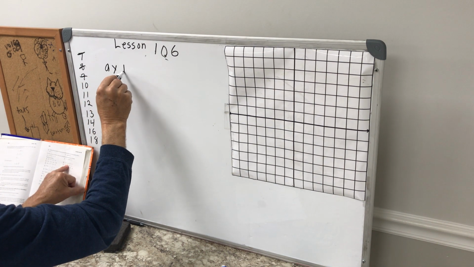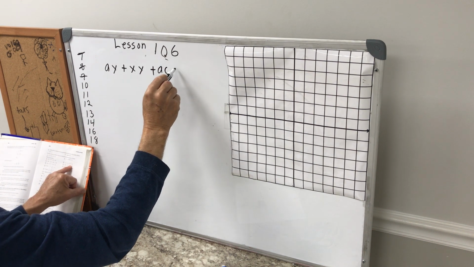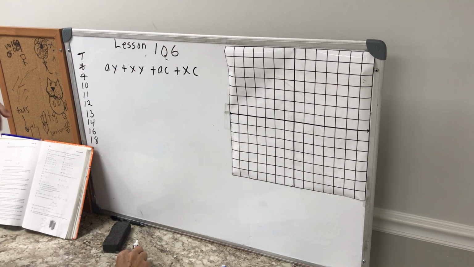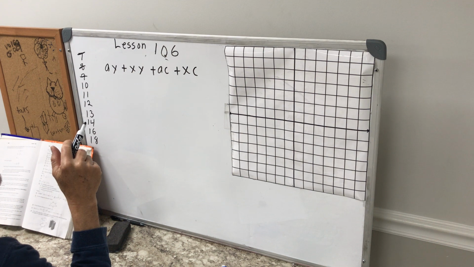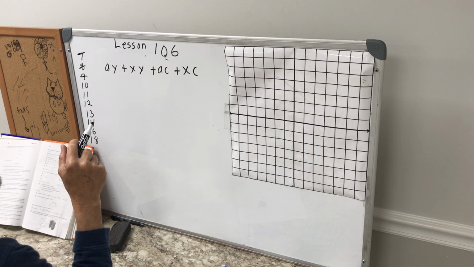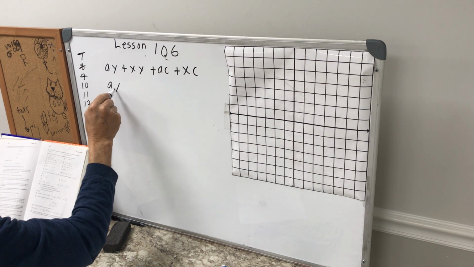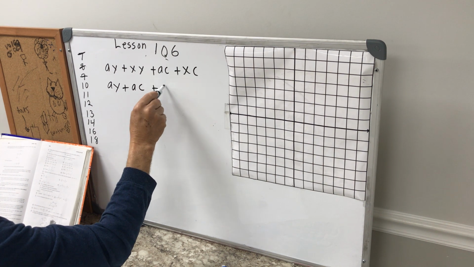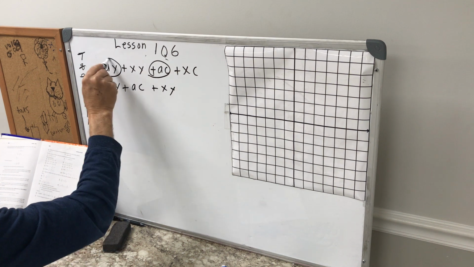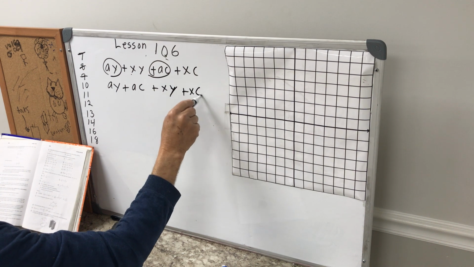AY plus XY plus AC plus XC. Hey, a good calculated guess. If we're wrong, it's okay. Just looking at these, possibly this right here, AY plus AC, and then X, that would be these two, and then XY plus XC. Let's see how this works out.